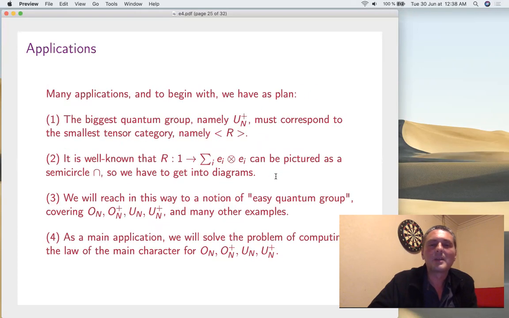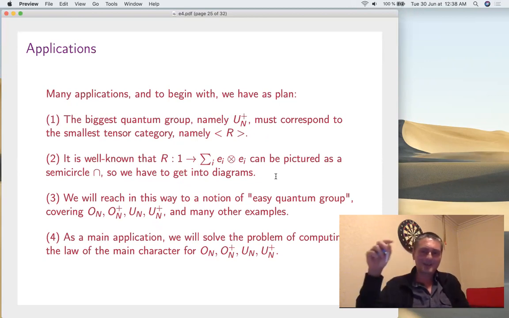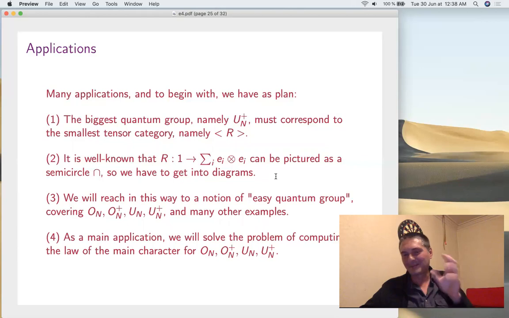Now let's get into some applications. There are enormously many applications. Why? Because we have a bijection. So all we've been talking about in the previous lectures, all that reconstruction, has reformulations in terms of categories. You can forget about quantum groups and go to categories once you know this. So it's as wide as quantum groups themselves and these tensor categories. Of course it's a bit different. You can do other things with them.